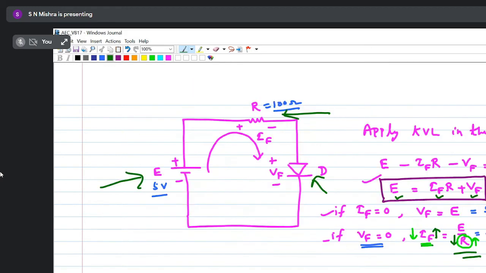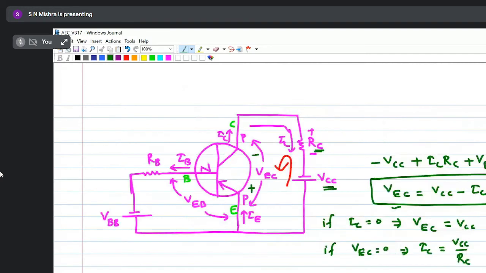Here also we are getting E equals to VF equals to E. That means the drop across the diode is equal to the supply voltage, and current equals supply divided by resistance. Here also we get the same thing: VEC, the drop across the transistor output voltage, equals the supply voltage, and IC equals supply divided by RC. Yes or no? Yes, sir.